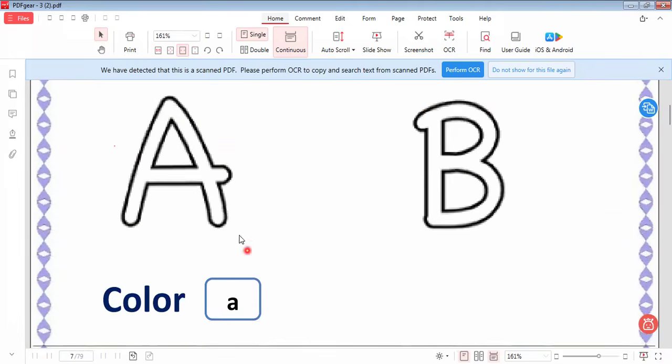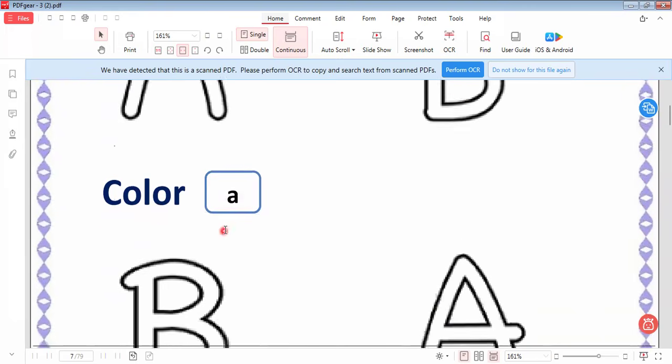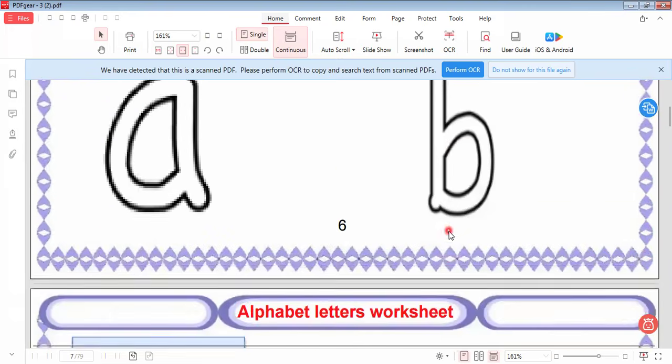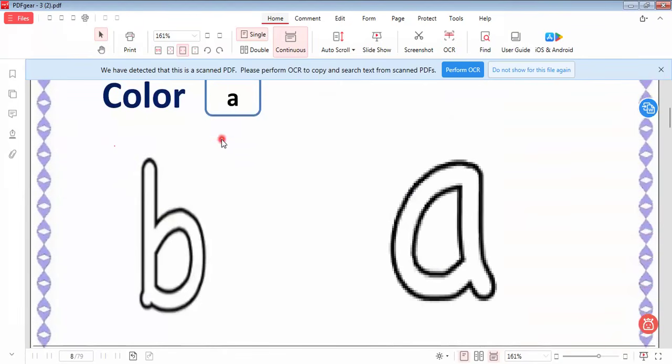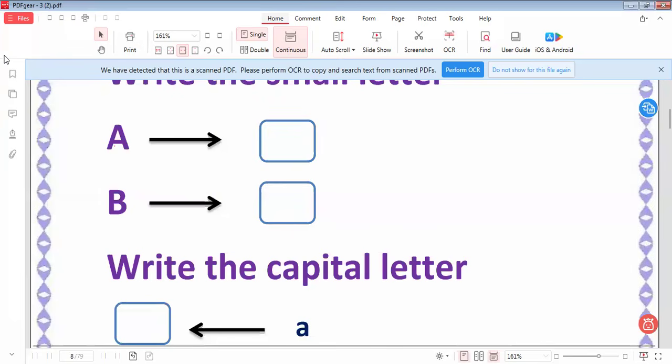What is the capital letter of this letter? It will be B. The capital letter of this letter, it will be A. Okay, capital B. Where is the small b? This one. Here is A. Where is small a? This small a. How can I write small a? I write small a as it is, and I write small b as it is.